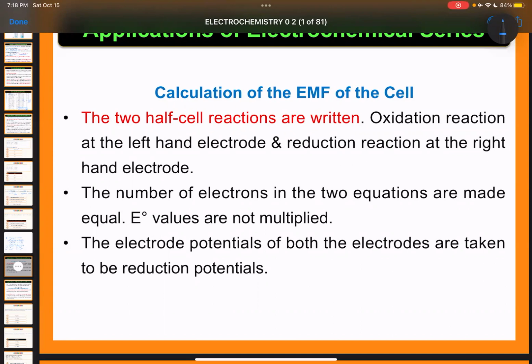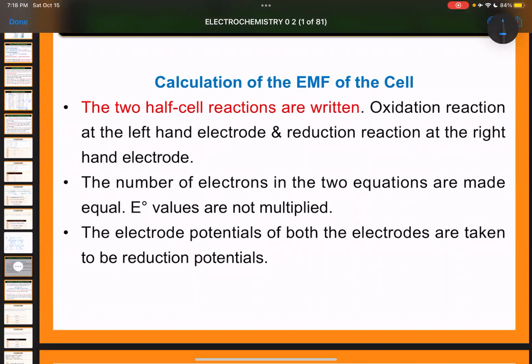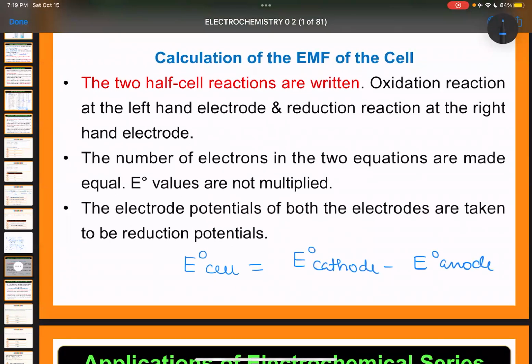You need to take the difference of the electrode potentials. So you take the standard reduction potential of the cathode minus the standard reduction potential of the anode. But this is only in the standard condition, so I'm going to put E naught cell equal to E naught cathode minus E naught anode. Right, that is what you are going to do.